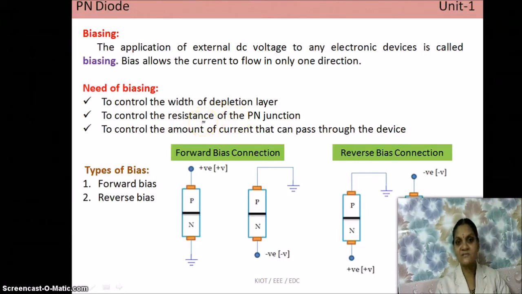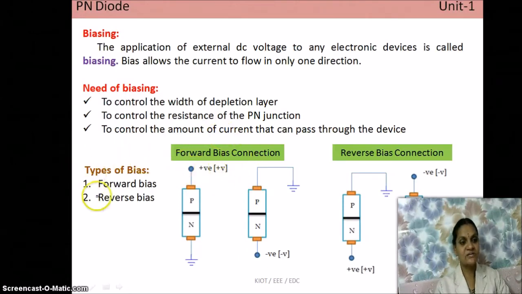And the third one is, once the depletion region and internal resistance are varied, the current flowing through the device also gets varied. So in order to control the current also, we need to go for biasing. Any device without biasing is useless. So in order to bring it to its proper activation, we need to give biasing to the device.